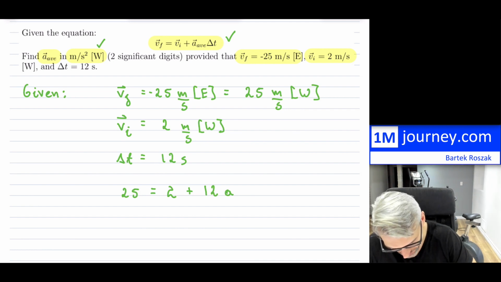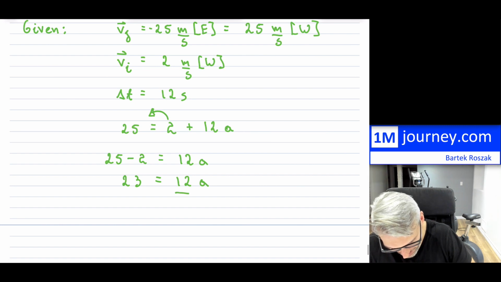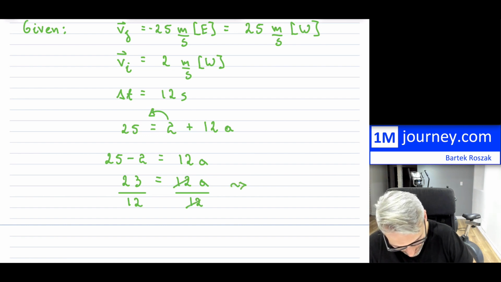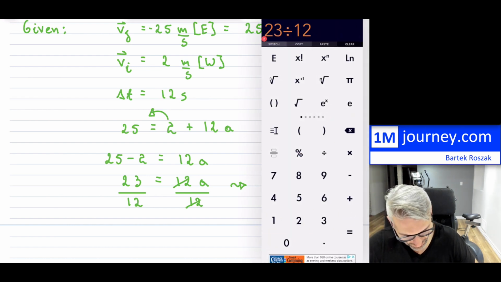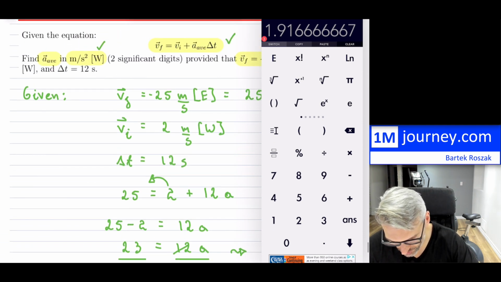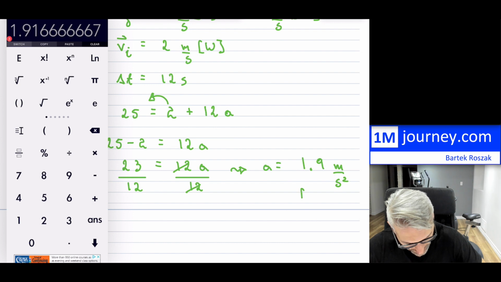Now we can solve this. Moving this over to the other side, it's going to be 25 minus 2 equals 12a. This gives me 23 equals 12a. Now dividing both sides by 12 to get rid of that, this will cancel, and this will give us that acceleration is equal to 23 divided by 12. We wanted this to two significant figures, at least that's what they said. So this is going to be 1.9 meters per second squared west.